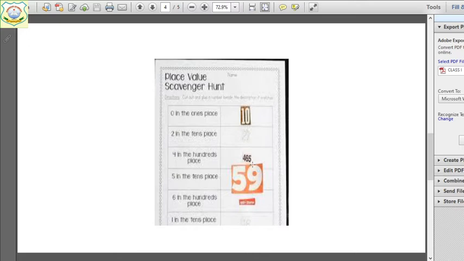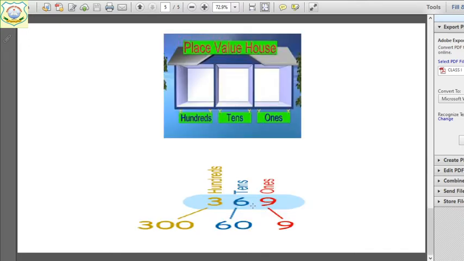Now come to the next number, all of you. The number given is 59. Which number is in tens place? The answer is 5 is in tens place. Now children, your next number is 627. Which number is in hundreds place? Yes, 6 is in hundreds place. Now come to the next slide.